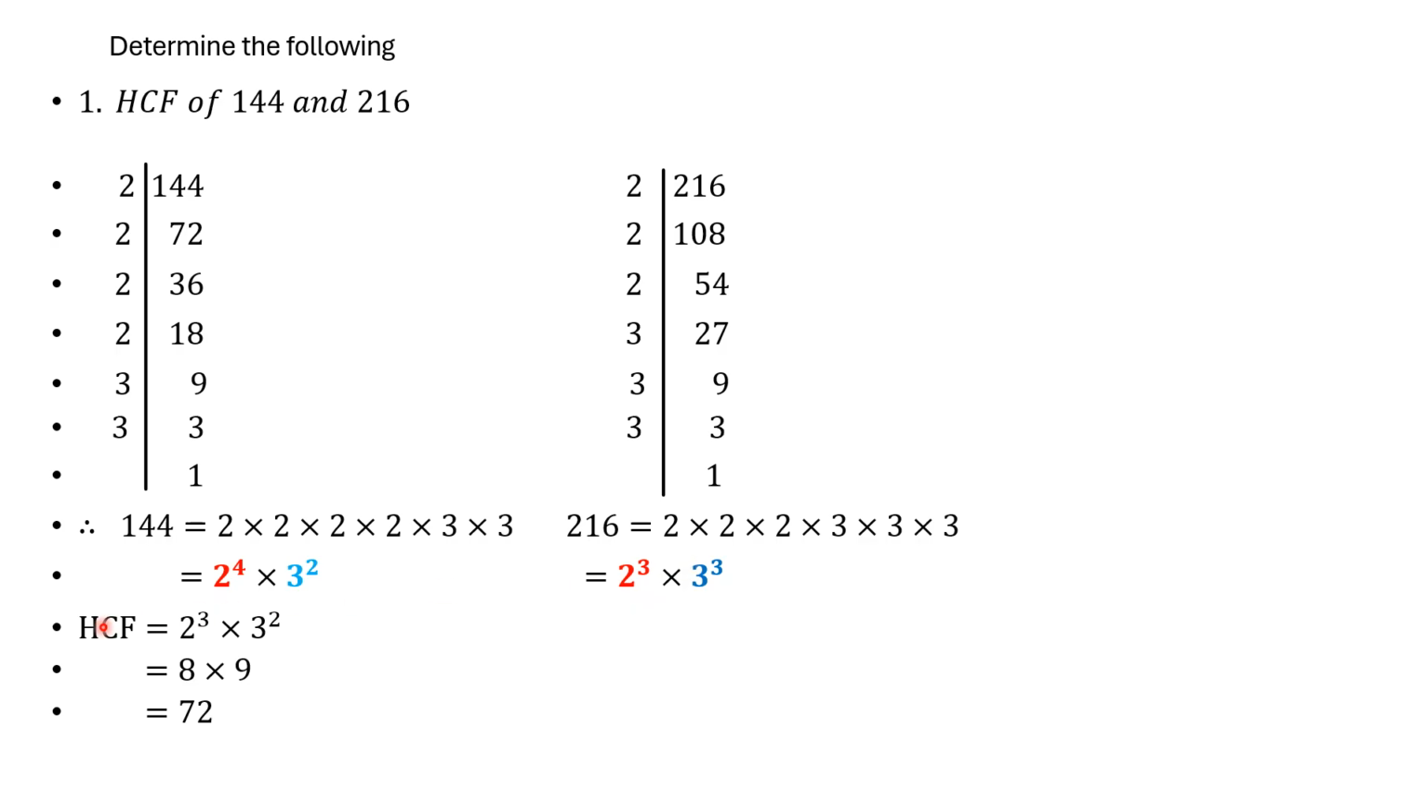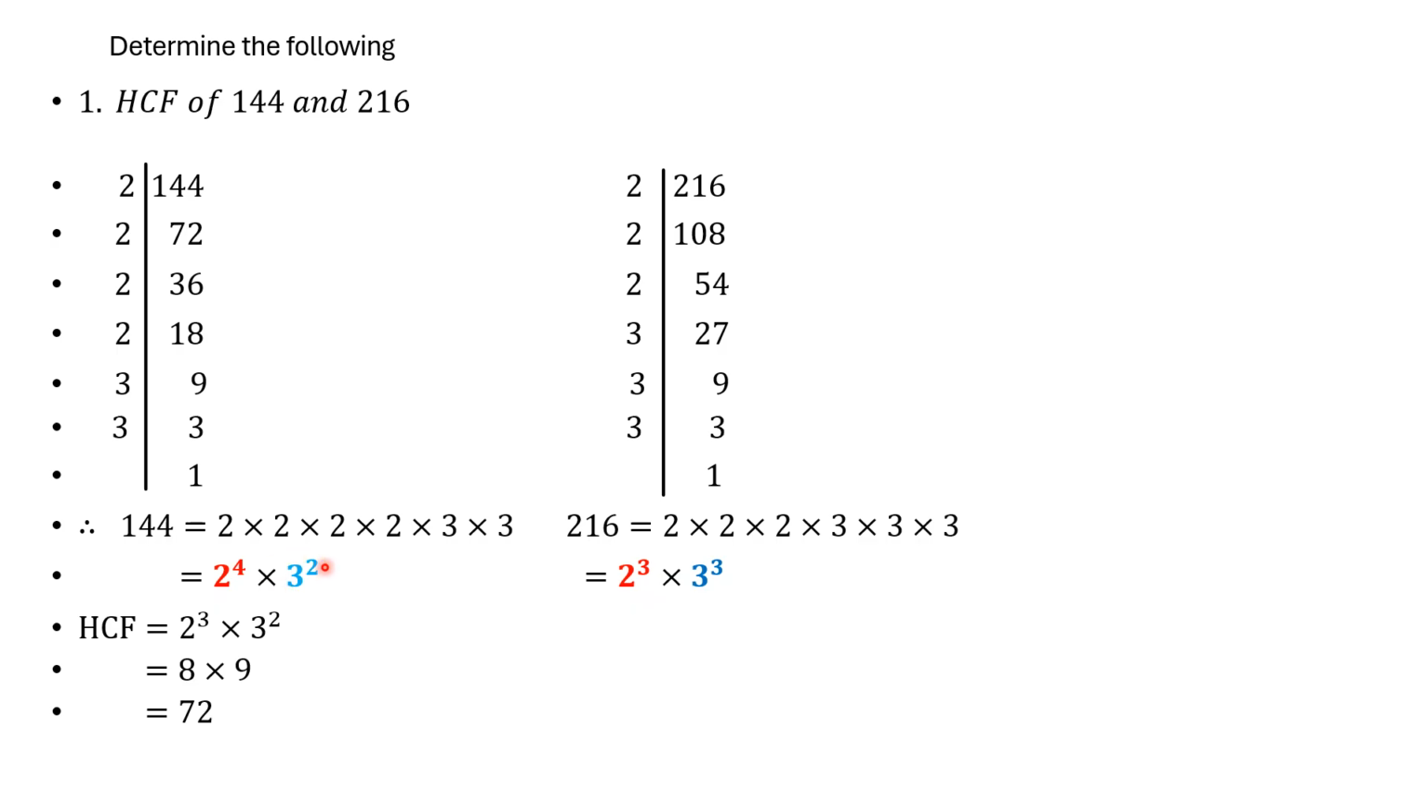Alright, now to get the highest common factor, I always choose the lowest common exponent. So I have 2 to the power 4 and 2 to the power 3. The lowest of the two is 2 to the power 3. It appears on both sides, so it's 2 to the power 3. Then I have 3 squared and 3 cubed. The lowest of the two is 3 squared.